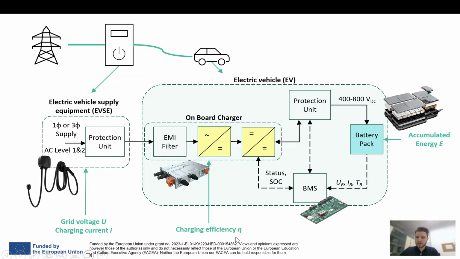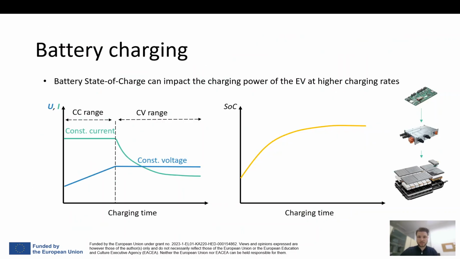And then another point that is of high interest to us is the energy that is accumulated in the battery pack. So these are the key elements: the charging power, or the voltage and the current, the charging efficiency, most significantly the charging efficiency of the onboard charger, and the energy that is accumulated in the EV battery. Before proceeding, let's take a step back and talk about the dynamics of the battery charging across time.